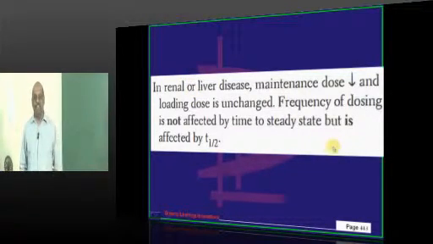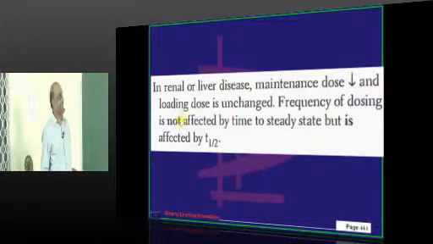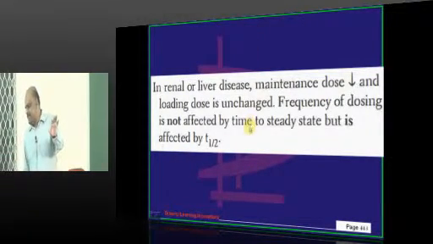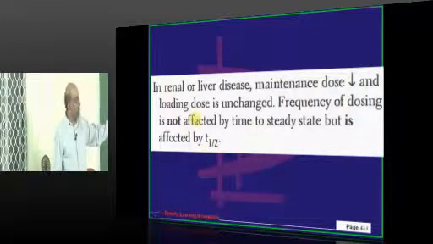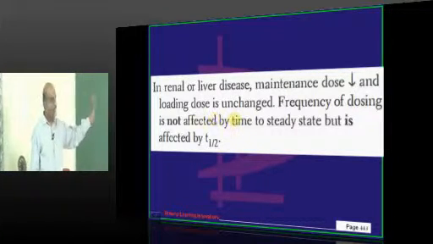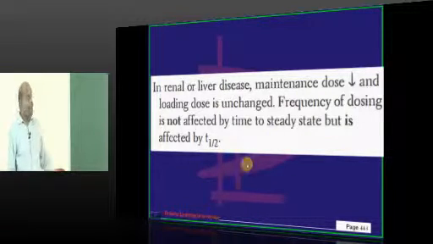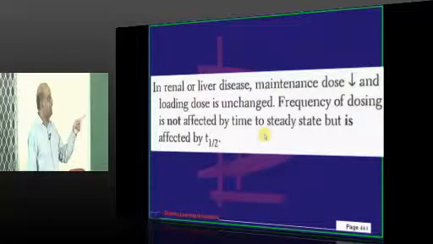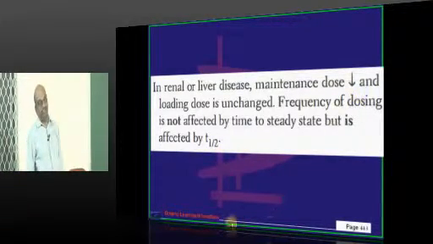Maintenance dose is decreased and loading dose is unchanged. That is true in renal and liver disease. Whoever answered it, Shankar almost reached, but mixed it up. Loading dose decrease they are saying, but loading dose is unchanged. Maintenance dose is decreased in renal or liver disease. Frequency of dosing is not affected by the time to steady state, but is affected by T half. So T half affects the frequency of dosing.